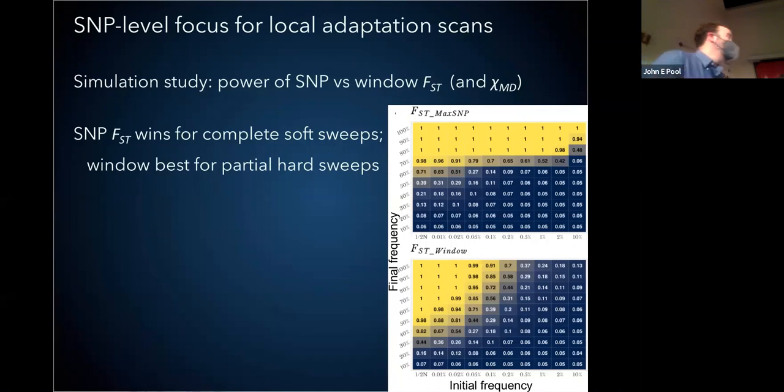Anybody can find that. The window approach can also find cases where you went from a new mutation up to 50% frequency, let's say. The SNP approach, not so much. But what the SNP approach can do is detect complete or mostly complete sweeps where you started from a relatively higher initial frequency. So these are the soft sweeps that I'm talking about. So we've shown that for soft sweeps in local adaptation, it doesn't necessarily work that well to use window FST, and it can make sense to really pay attention to the SNP level pattern.